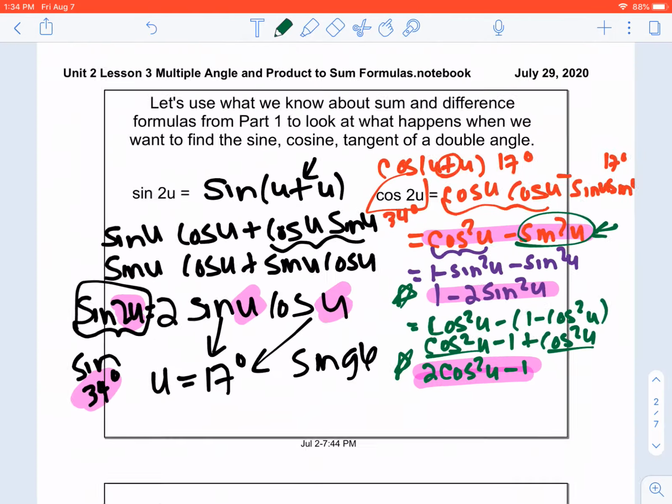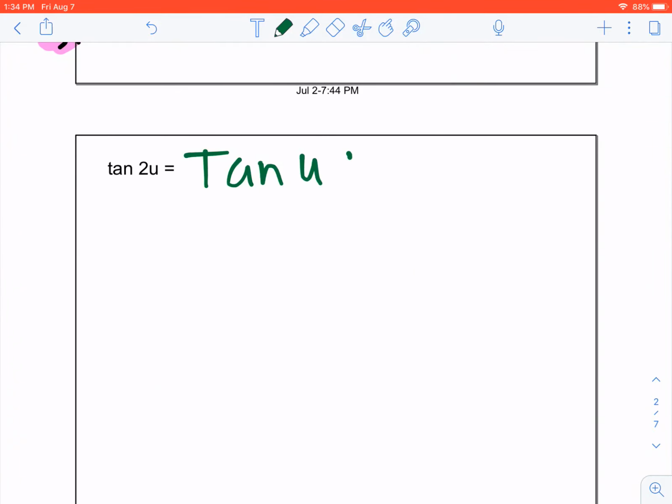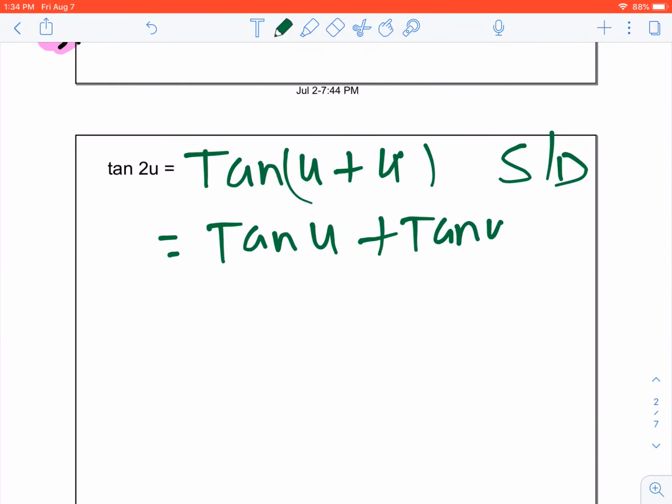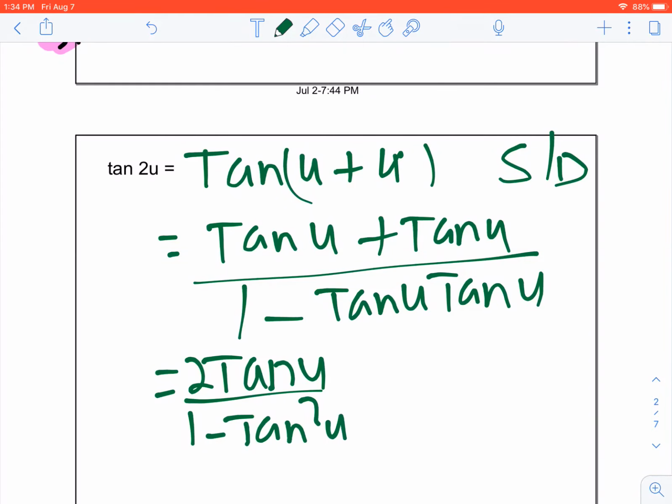Okay, and I think let's do tangent. Again, we can do the tangent of u plus u. If I plug that into the sum and difference formula for tangent in order to get my double angle for tangent, you get the tan of u plus the tan of u, and then I take the opposite operation and multiply them together. And so you get 2 tan u over 1 minus tangent squared of u.